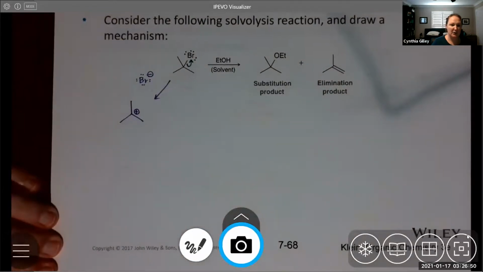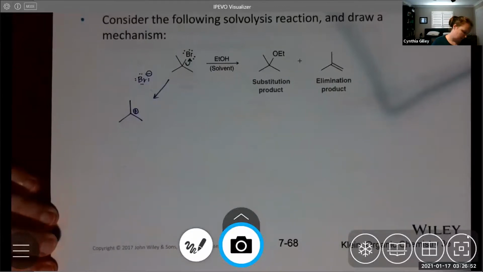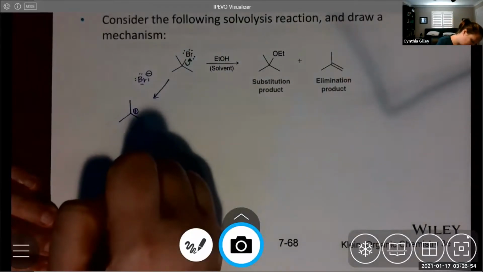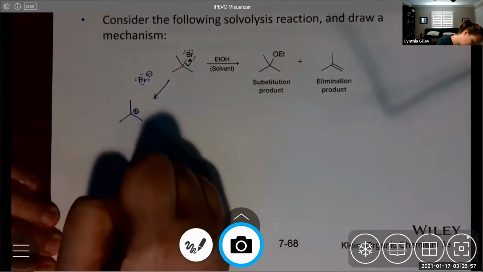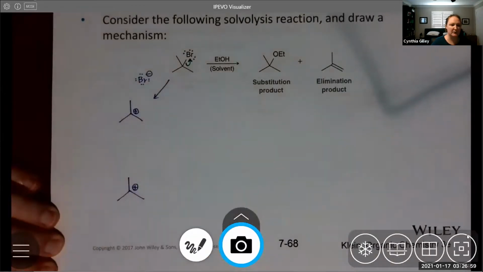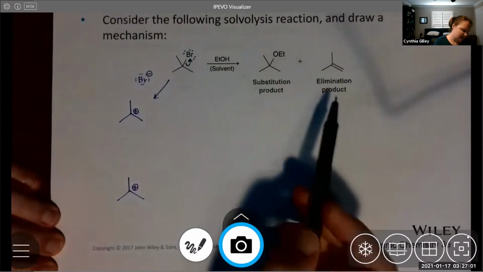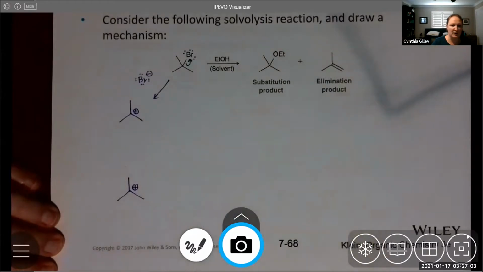And we want to draw both products. So what we can do is I'm just going to draw this out twice, because there are going to be two different pathways leading to two different products. So in one case, we're going to get the elimination product. That's only one step away, so I'll go ahead and draw that one first.